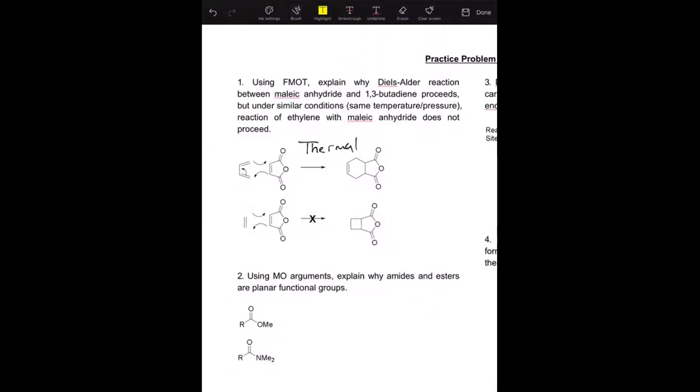So why would you expect the first reaction to proceed, based on the molecular orbital considerations, right? The HOMO and LUMO, HOMO of the diene, LUMO of the dienophile. Why does that happen? Right. This is similar to what we just did. Am I right? Under thermal conditions, what does the HOMO for that look like?